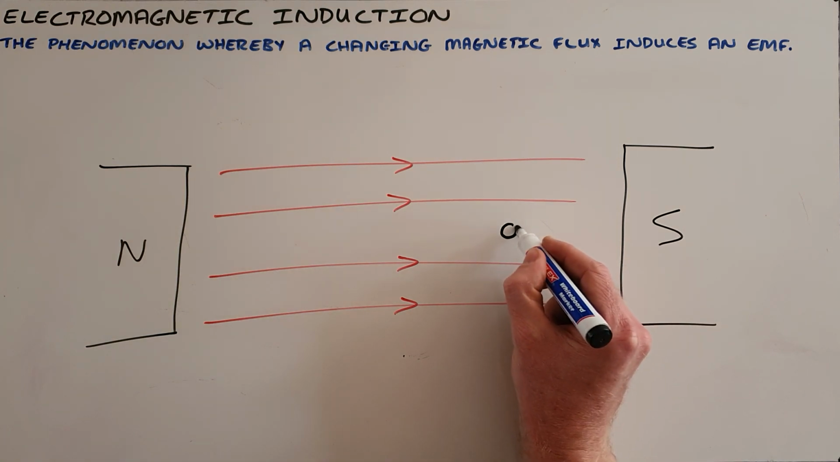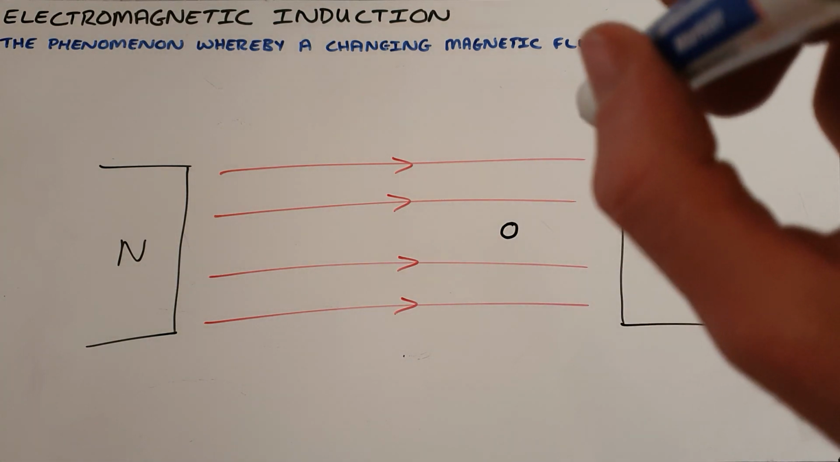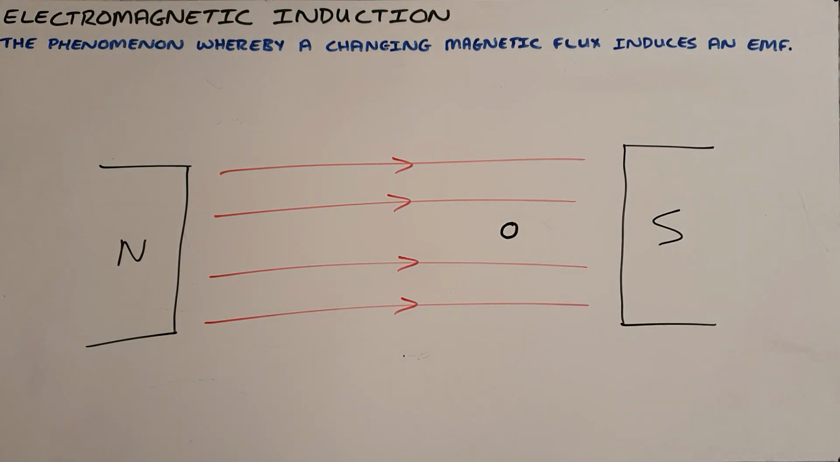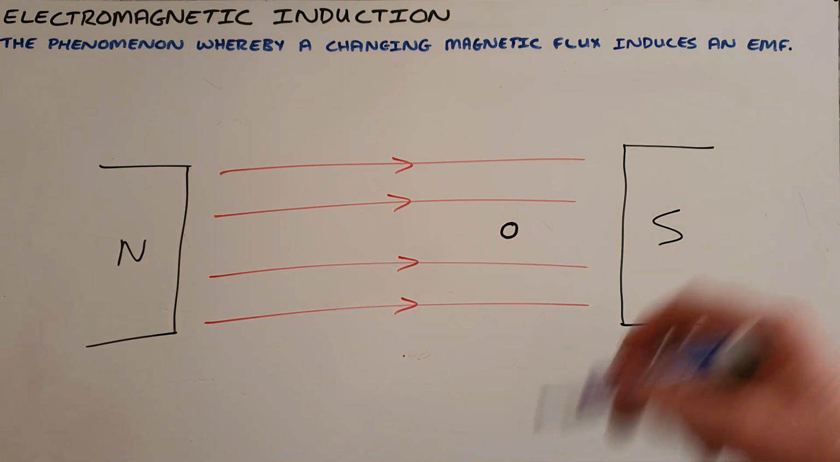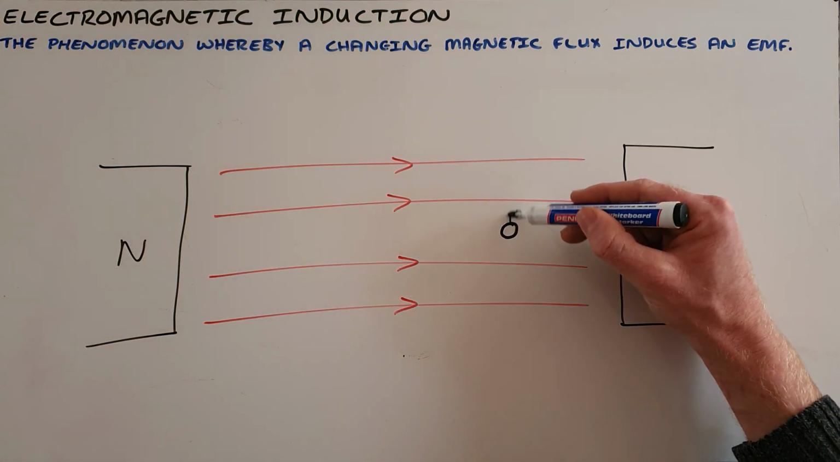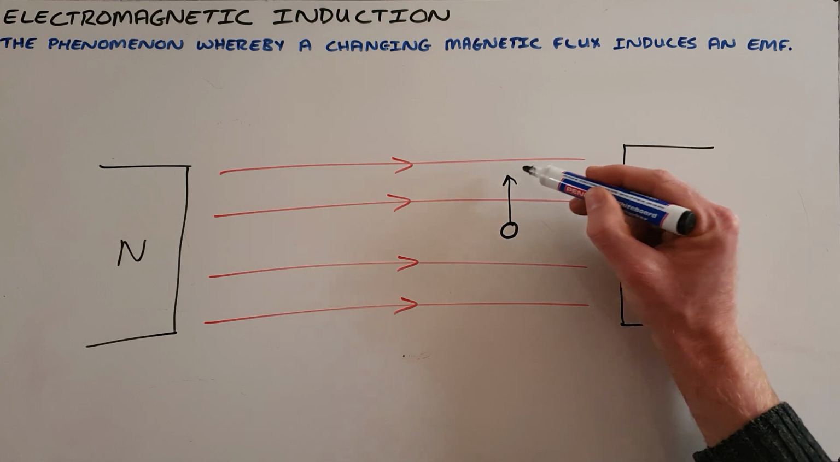So what we have here is essentially a wire that is running into the board that is not carrying a current yet. Now, in order to create a changing magnetic flux, we need that wire to move, and that is only made possible by exerting a force on it.